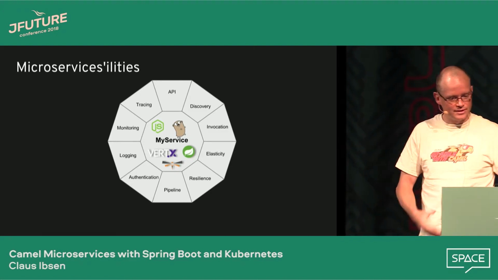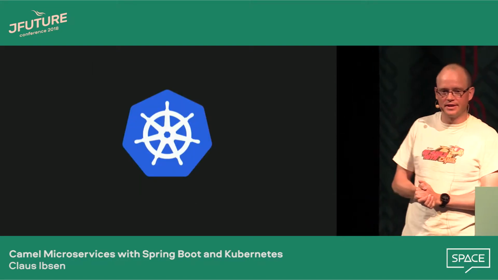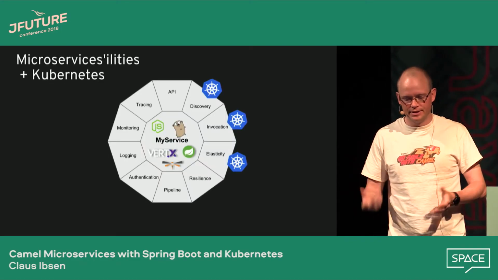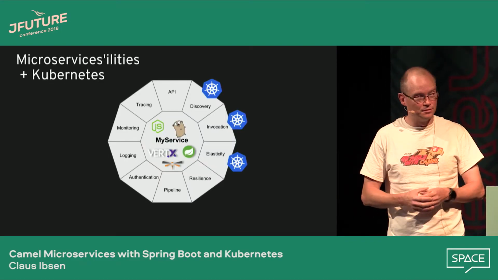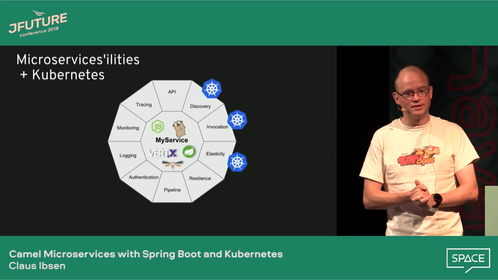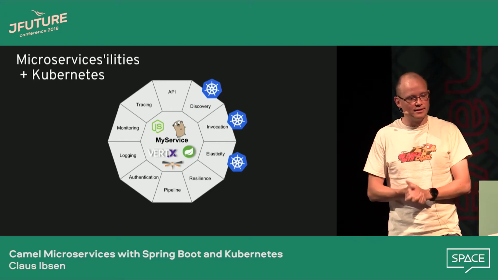So where do we get these features from? Well, we get many of them from a container platform like Kubernetes. Kubernetes makes it very easy for service to discover service. It makes it easy to invoke service, and also makes it easy to scale up and down your microservice in a flexible and scalable way.